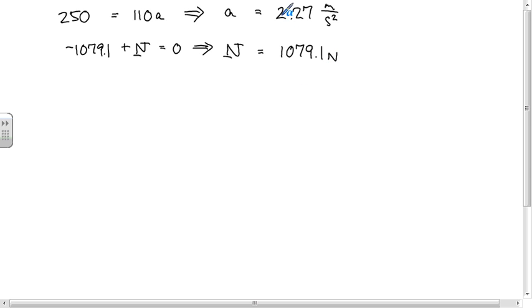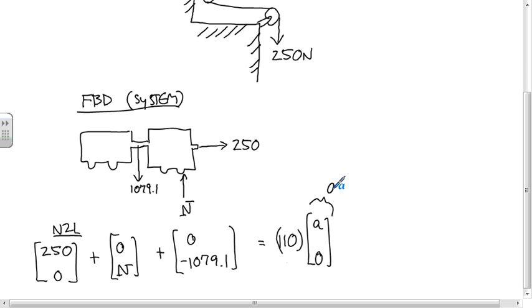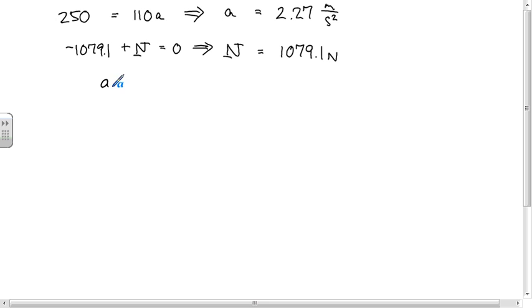So how do we go from this value for the variable to the acceleration vector? That's right. Back in this equation, this is the acceleration vector. We just have to plug the value for a that we calculated into here. And so you get the acceleration vector is positive 2.27 meters per second squared, 0. Any questions about that? Okay. So now take a few minutes and do part B.